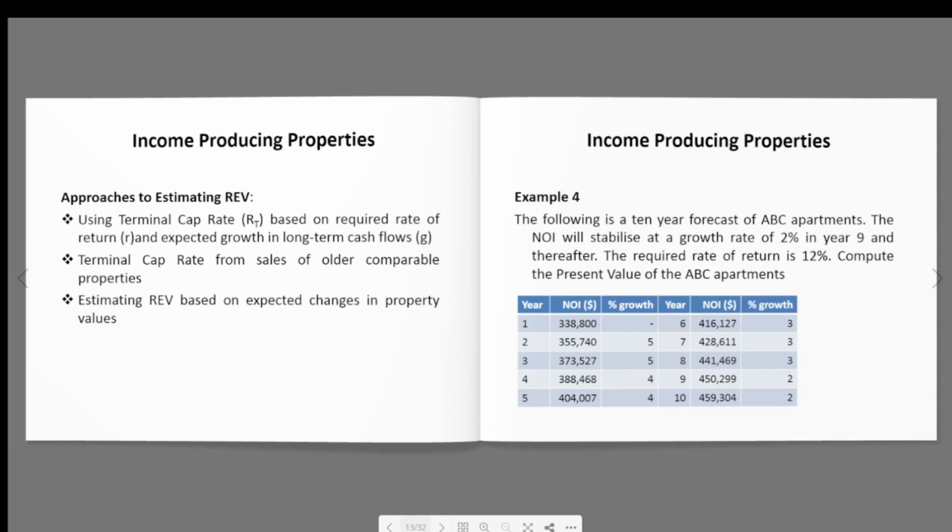So the following is a 10-year forecast of ABC apartments. The net operating income will stabilize at a growth rate of 2% in year 9 and thereafter. The required rate of return is 12%. Compute the present value of the ABC apartments. So with this, we can jump into Excel and compute.